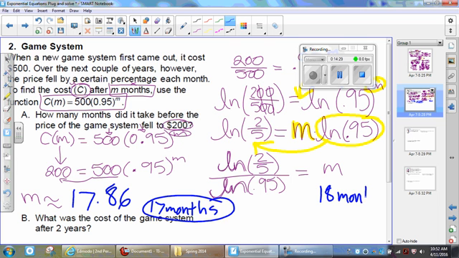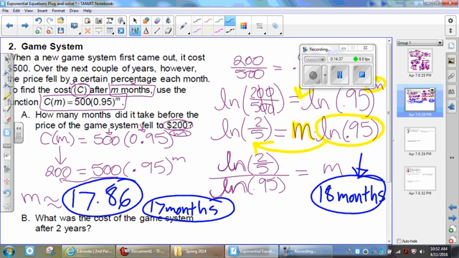Now, you know that the price was exactly 200 at 17.86. So at 18 months it's going to be a little below 200. At 17 it is still a little above 200. At 18 months it is a little below, slightly below 200.